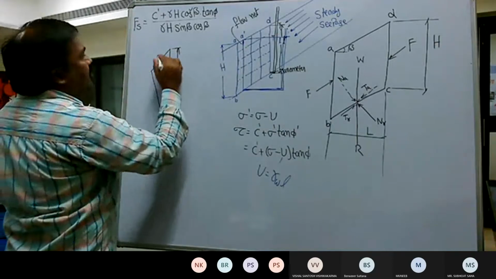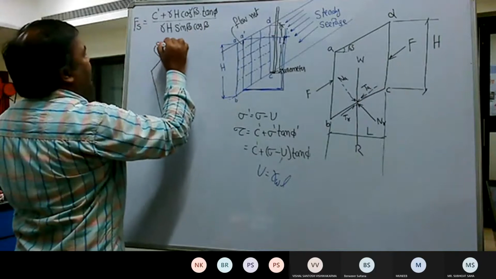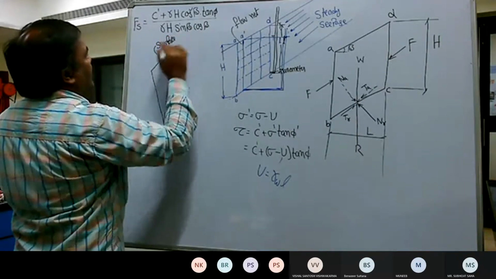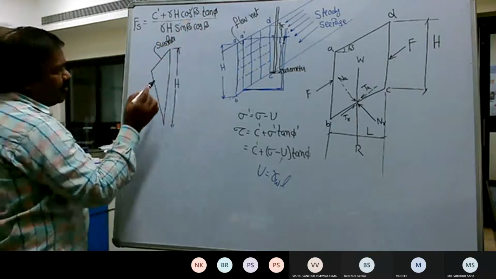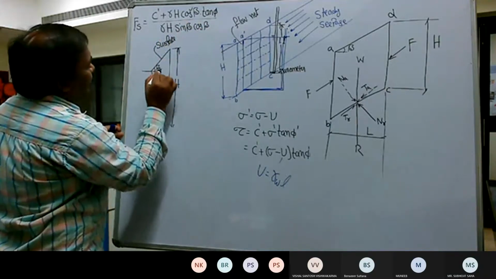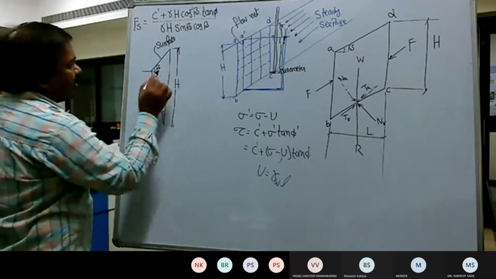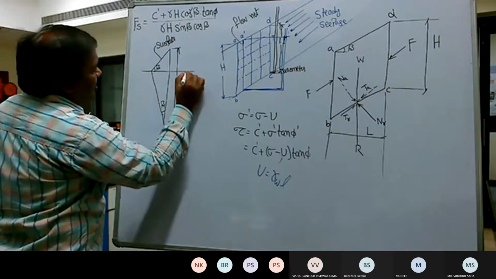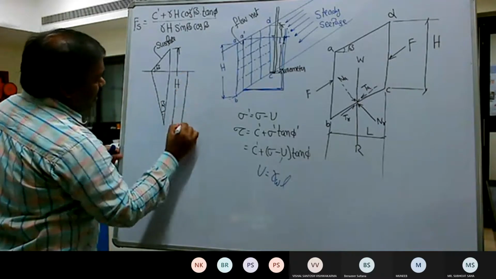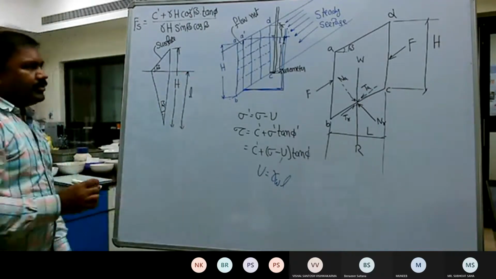Okay, so this is your surface. This is the face, the slope of your infinite slope, and this is beta, and this is also beta. This is also beta, and height. This is nothing but your L.